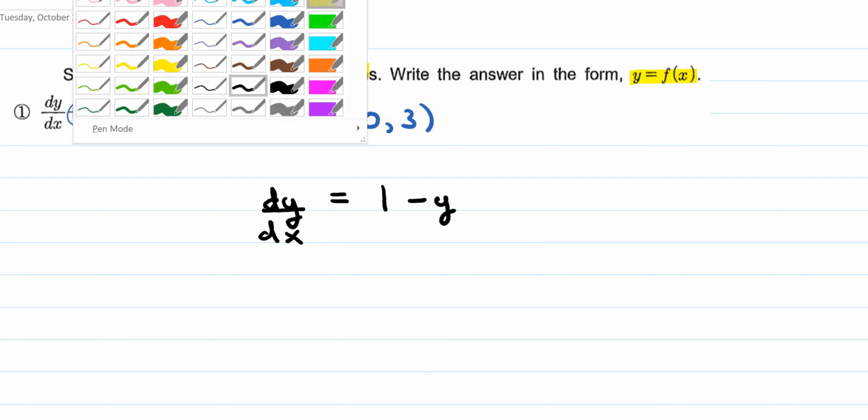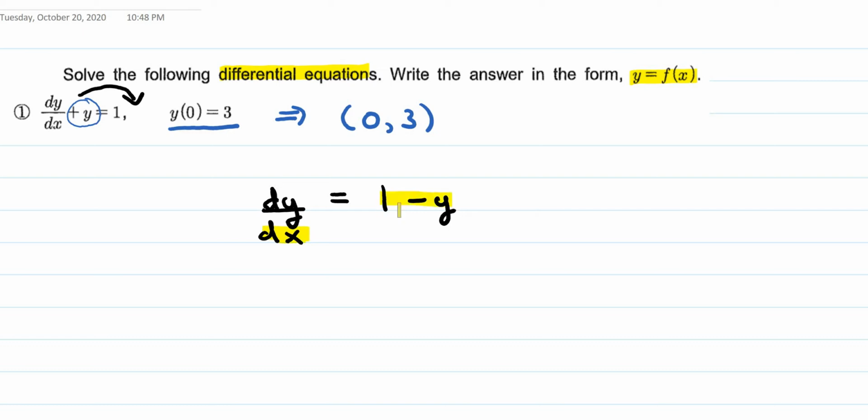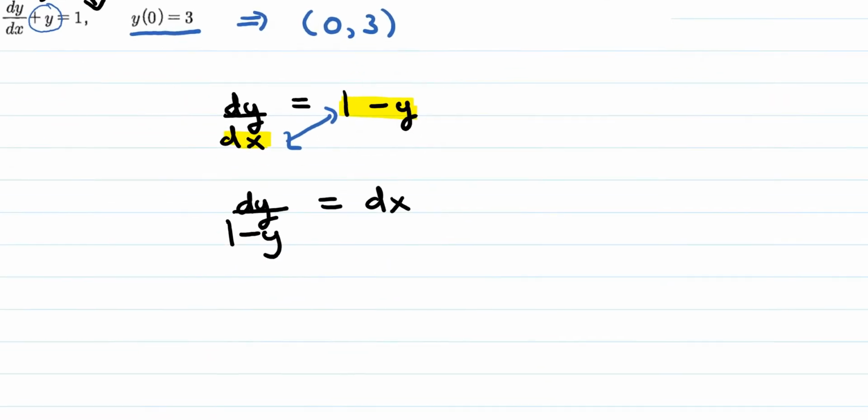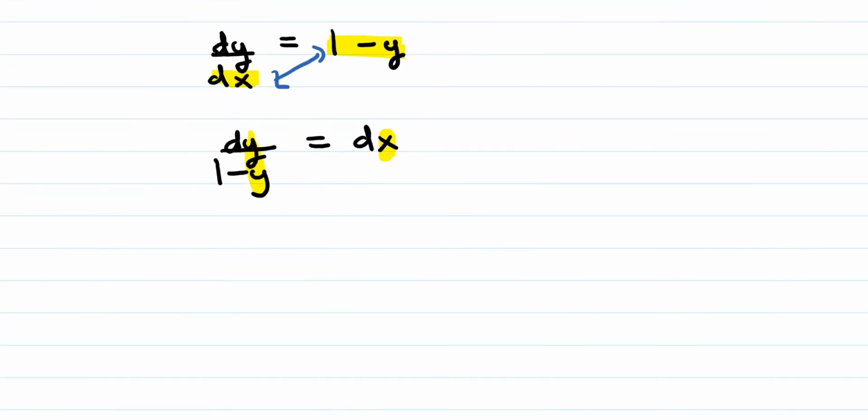And then the next stage of the problem is you want to make sure that all the variables are on the same side of the equation. So I'm going to just interchange these two parts. So if I do that, I get dy all over 1 minus y equals to dx. And as you can see here, all the y's are on one side of the equation and the x's on the other side of the equation. Okay, now on the left-hand side here, I'm going to rewrite this as 1 over 1 minus y times dy equals to dx.